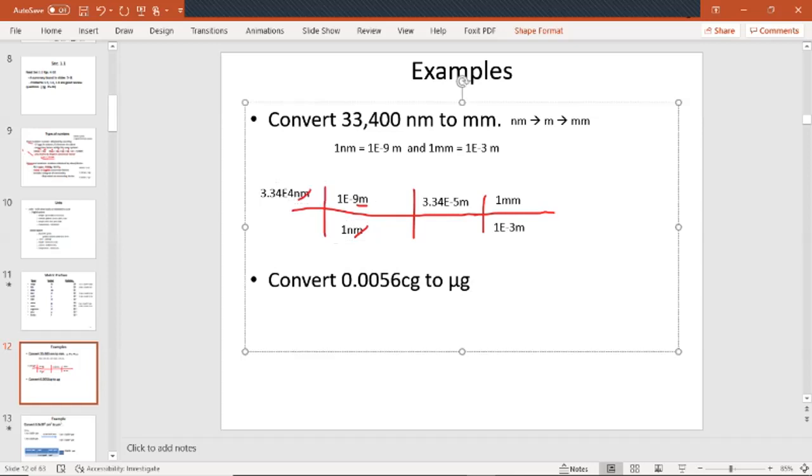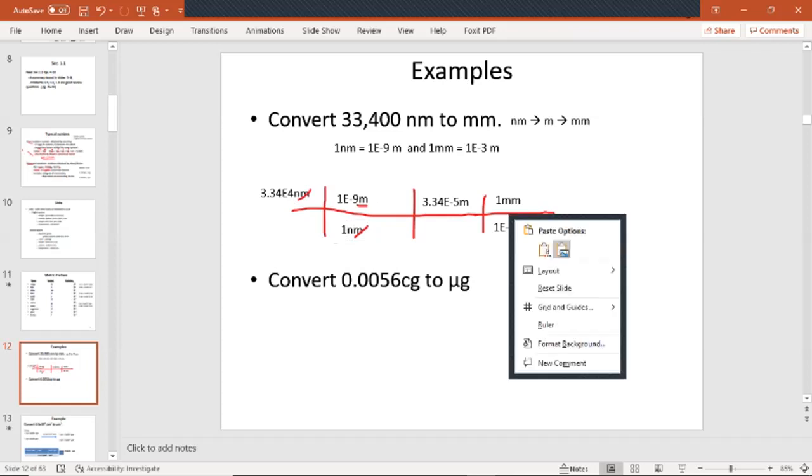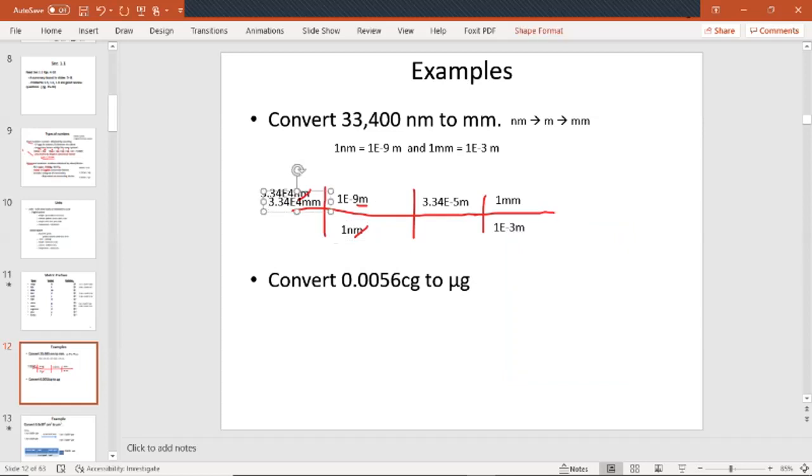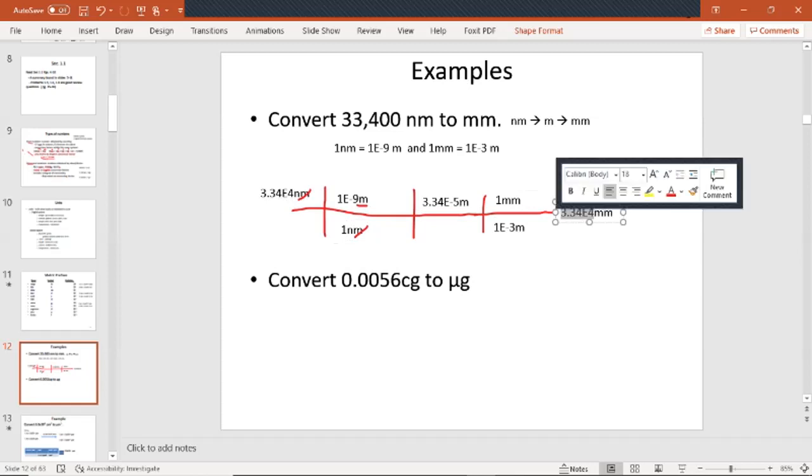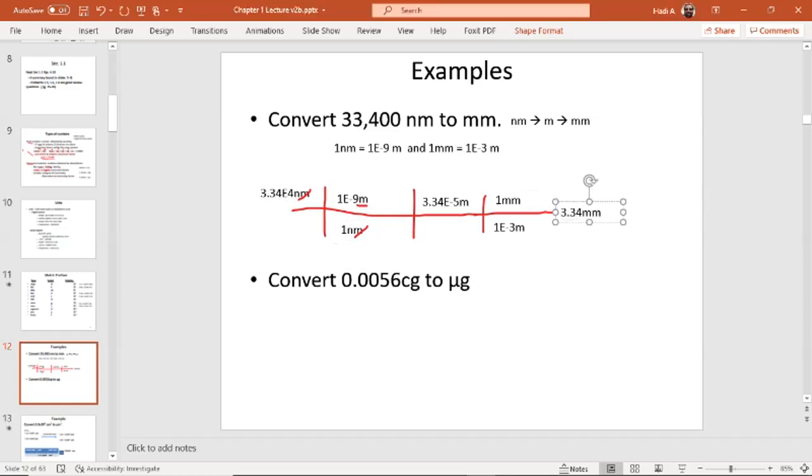So now again, when we multiply, we add exponents, and when we divide, we subtract exponents. So here our final answer is, so 10 to the negative 5th divided by 10 to the negative 3 means we subtract, so negative 5 minus a negative 3 gives us negative 2, so 3.34 e to the negative 2. And that's how many millimeters are in 33,400 nanometers.